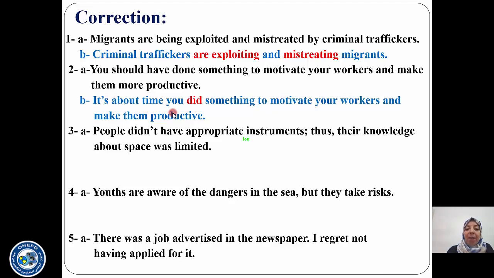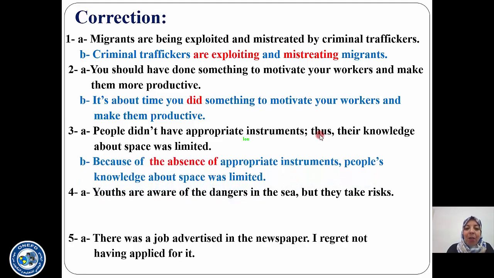Three: people didn't have appropriate instruments. Thus, their knowledge about space was limited. Thus expresses consequence or result. The sentence B should start with because of. It means that you have to invert your sentence to get a correct sentence. Because of, not because. It means that you need to make certain changes. So it's not correct, for example, to say because of people didn't have appropriate instruments.